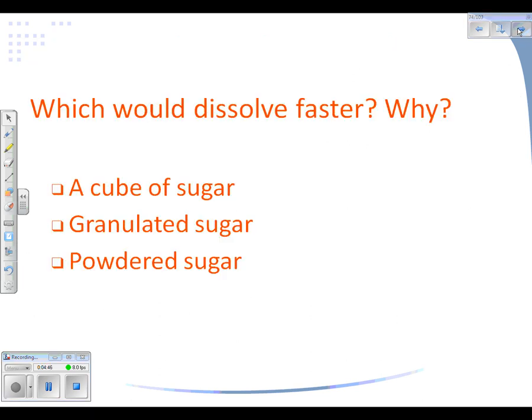So which would dissolve faster and why? We've got a cube of sugar, granulated sugar, and powdered sugar. This is where I would say to pause the video for just a sec and talk to your table mates about what you believe would dissolve faster and why, thinking about what we just talked about.